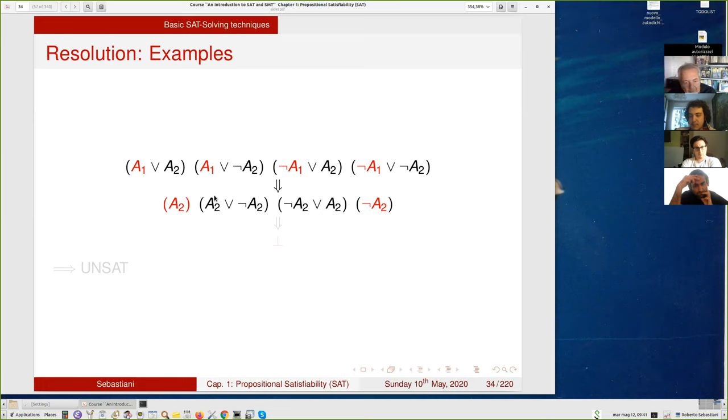But now you have unit resolution. You have a unit, so you apply, for instance, unit propagation on A2. By unit propagating A2, you simplify. You make this true, you make this true, but you make this false.